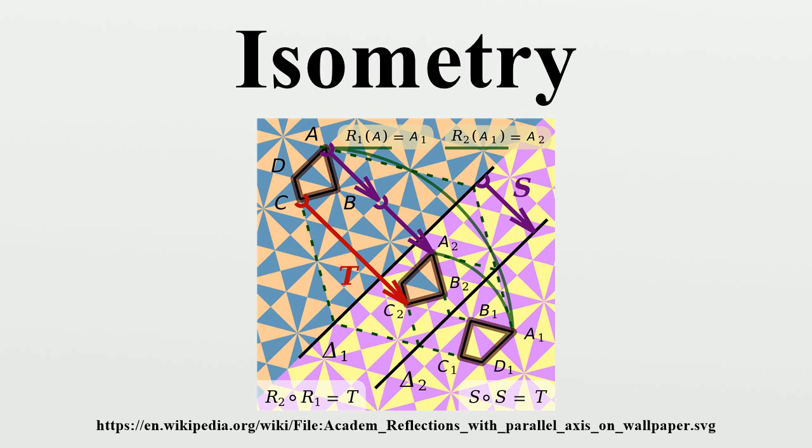A global isometry, isometric isomorphism or congruence mapping is a bijective isometry. Two metric spaces X and Y are called isometric if there is a bijective isometry from X to Y. The set of bijective isometries from a metric space to itself forms a group with respect to function composition, called the isometry group.